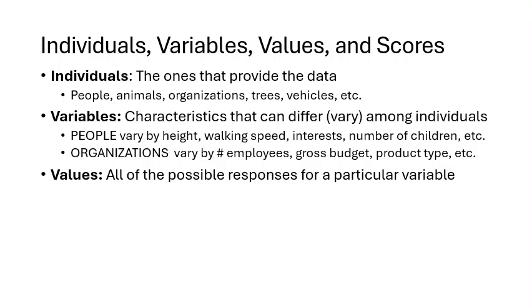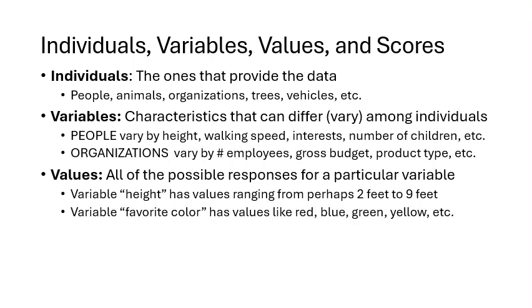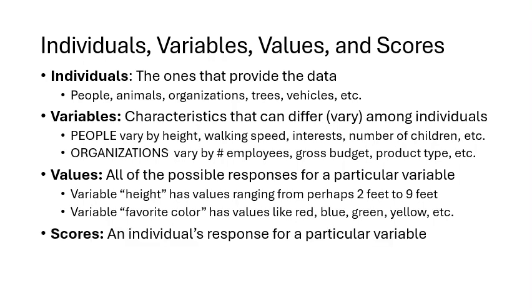The values are all the possible responses for a particular variable. So, for example, the variable height might have values that range from, I don't know what the smallest adult person would be, maybe it's 2 feet, and maybe the tallest is 9 feet, but all of the values in between there would be the values for the variable height. The variable favorite color would have values like red, blue, green, yellow, and so forth, and you can see that these are words.